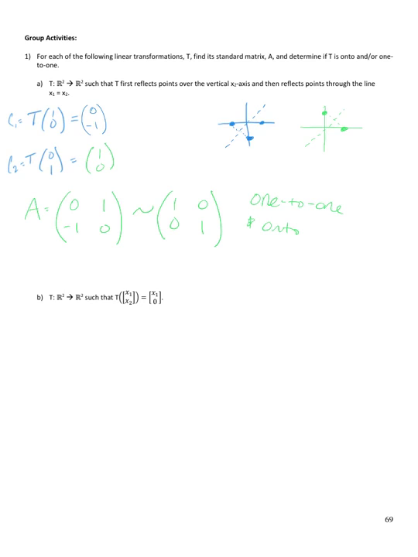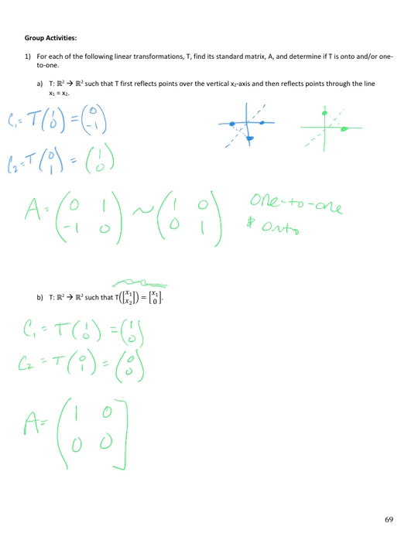Okay, next problem. T goes from R2 to R2 such that T of (x1, x2) equals (x1, 0). So to find the standard matrix A, column 1 is T of (1, 0). Column 2 is T of (0, 1). T of (1, 0), just according to this rule right here, is going to be (1, 0). And T of (0, 1) is going to be (0, 0). So the columns of my standard matrix A are (1, 0) and (0, 0).